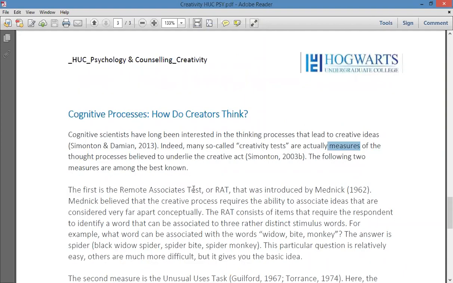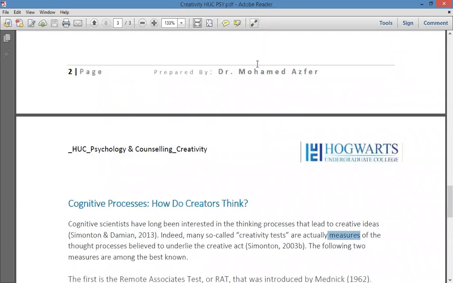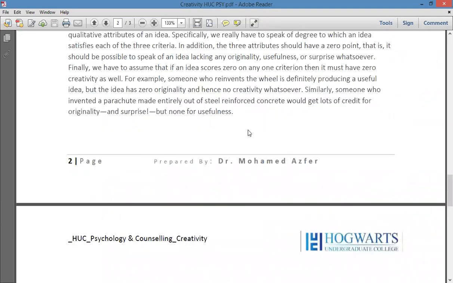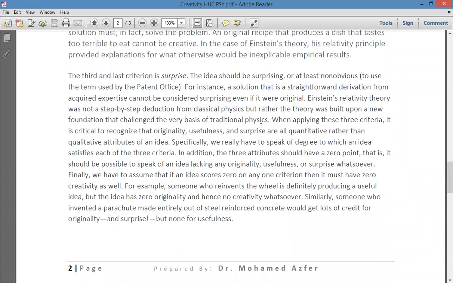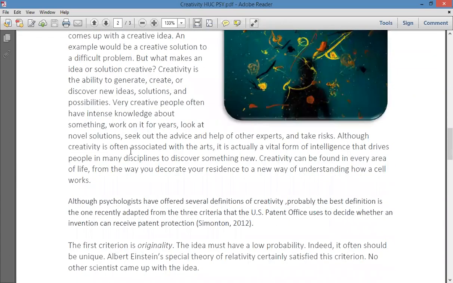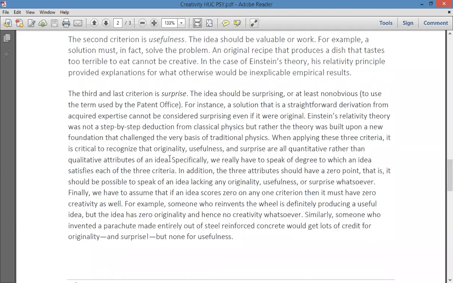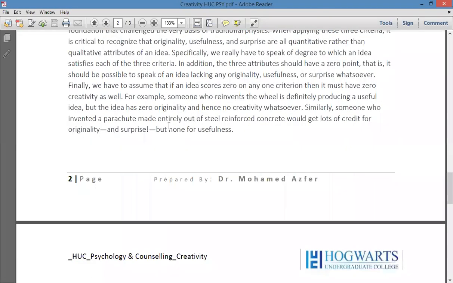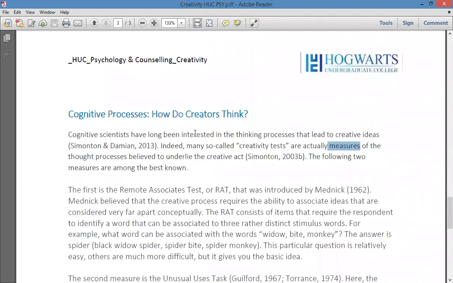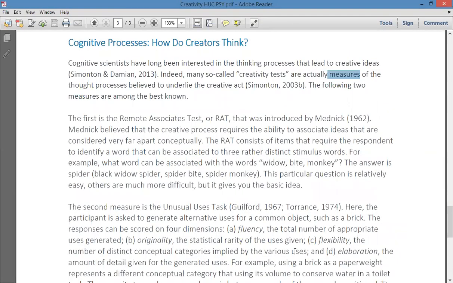All right. So let's stop at that point. Do you all have any questions with regard to this? Because it's a small explanation only on creativity. Do you all have any doubts on this? No, sir. All right.